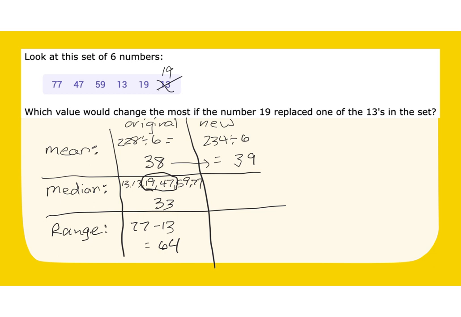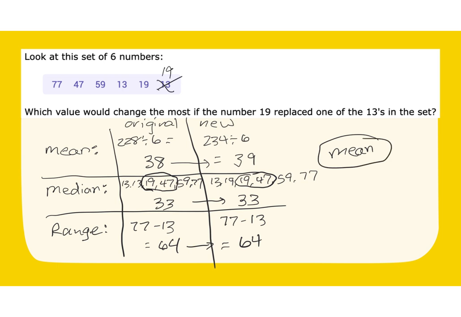For the new median, I now have 13, 19, 19, 47, 59, and 77. So once again, 2 middle numbers. Add them together, divide by 2. That gives me a median of 33. So this doesn't change. And our range, we still have 77 as the top number. 13 is the smallest number, which gives me a range of 64 again. So this one doesn't change. So my mean changes the most.